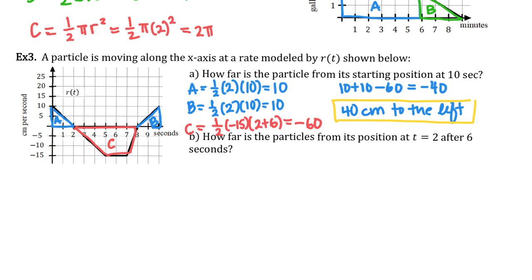Last question. It says, how far is the particle from its position at t equals 2 after 6 seconds? So starting at t equals 2, which is right here, 6 seconds later, it's going to be right here. So we're actually just talking about the area of region C, which I already found to be -60. How far is the particle from its position? So it is 60 centimeters. Since it's negative, it's to the left of its starting position, or left of where it started at t equals 2, I should say.